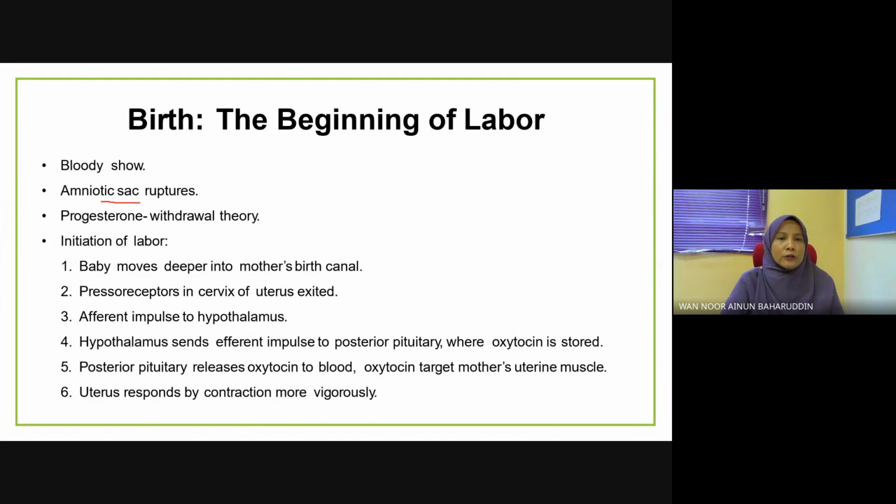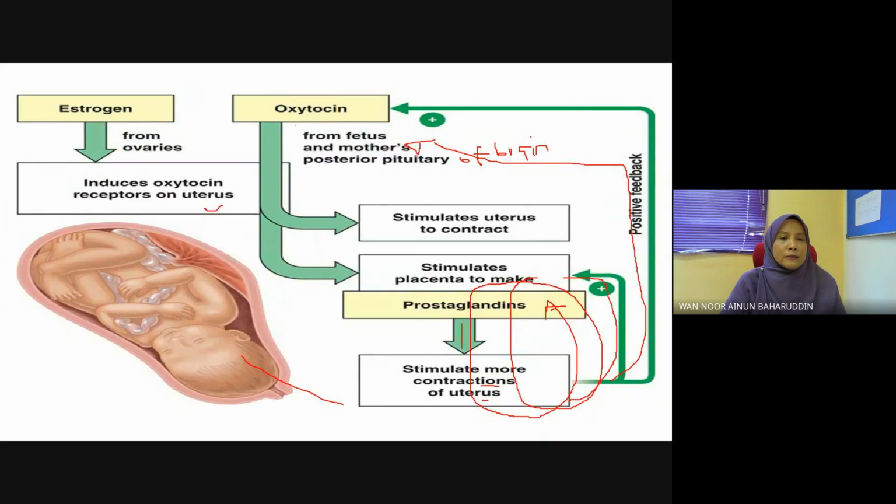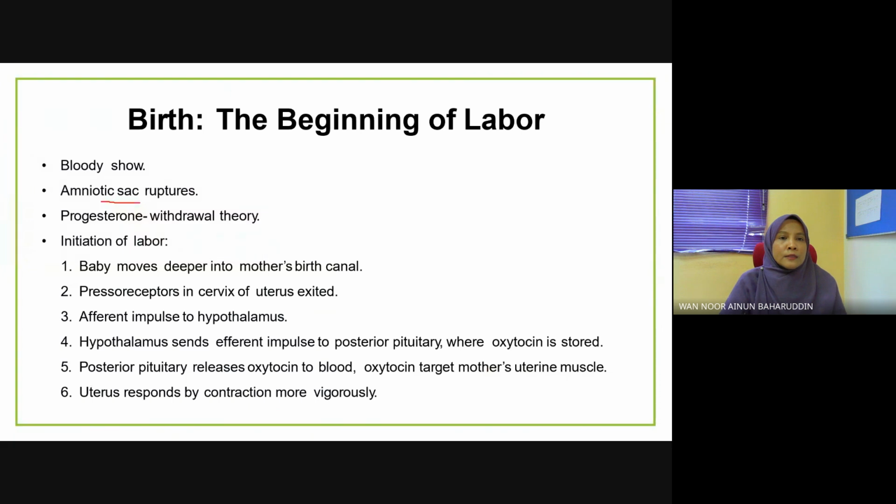How's the initiation of the labor? The baby will move deeper into the mother's birth canal, meaning it is going down into the birth canal. Receptors in the cervix of the uterus are now excited and lead the afferent impulse of the mother, giving the impulse to expel the baby, to the hypothalamus.